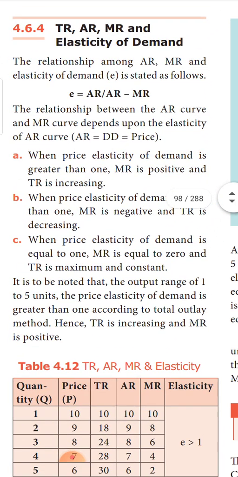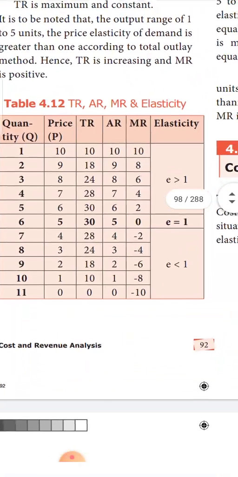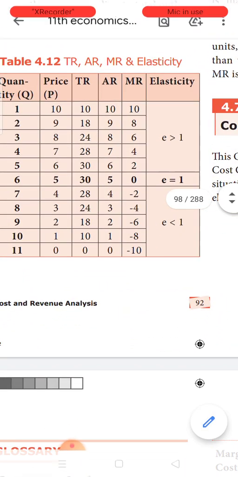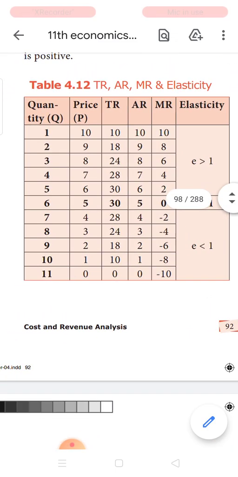The relationship between AR and MR curve. Just observe this. When the elasticity of demand is greater than 1, MR is positive. Just look at the curve here. Let me take the table itself here. It is the same table here, children. Whatever we saw, it is the same table.